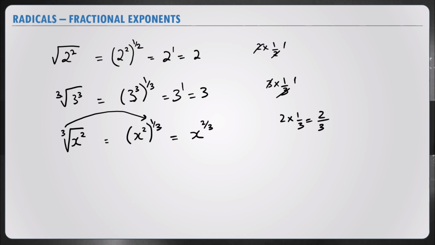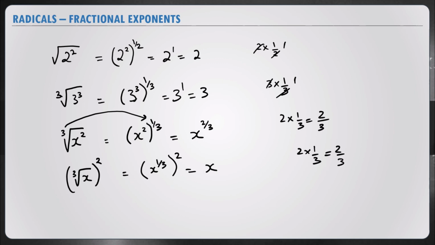This is also interchangeable. In case we had the square outside, where we had to find the cube root of x first and then square it, we would have x to the power of 1/3 to the power of 2, which gives 2 times 1/3 again, which is 2/3. That is x to the power of 2/3. They are both equal, which means these two forms are interchangeable.